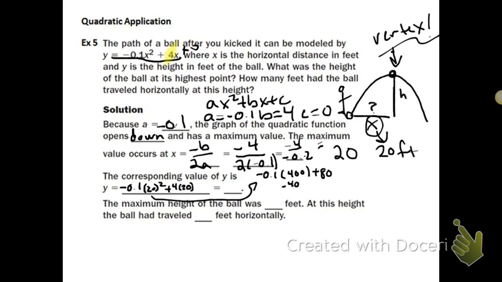I know I have negative 40 plus 80, that's just going to be 40. So we have a height of 40 feet. That's a pretty good kick. So the maximum height of the ball reached 40 feet, and at this height the ball had traveled 20 feet horizontally.